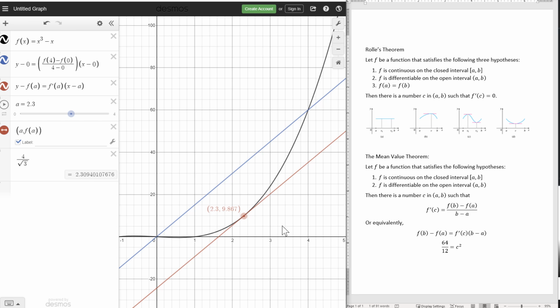So the mean value theorem looks for a point so that the tangent line is going to be parallel to the secant line. All right. Okay, that's it. I hope that helps.